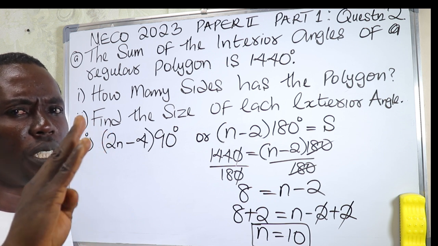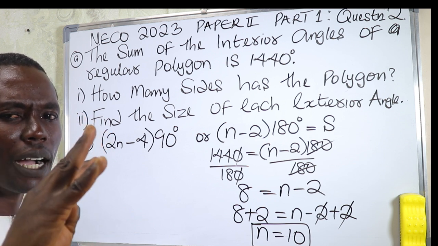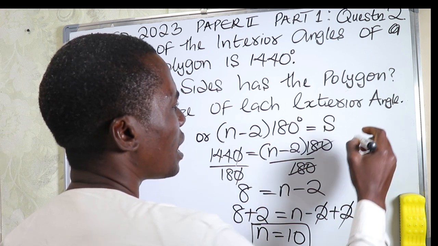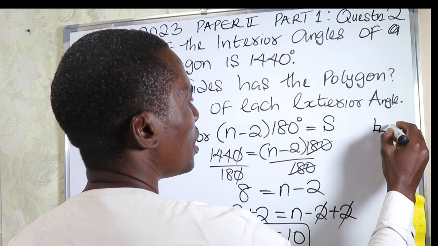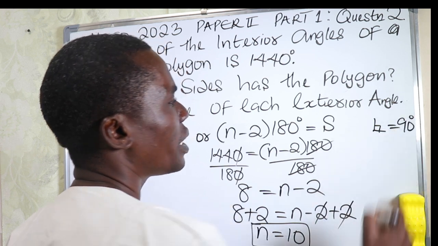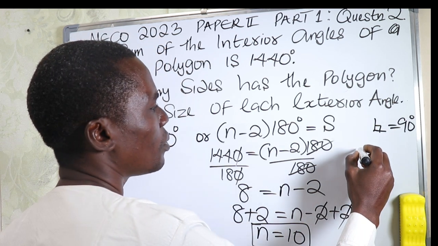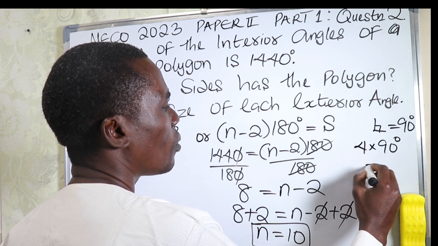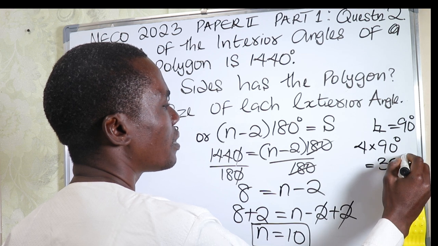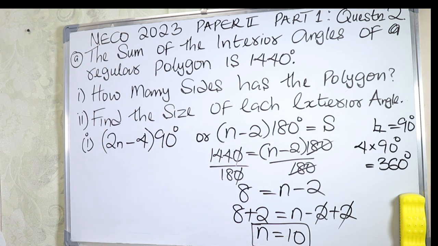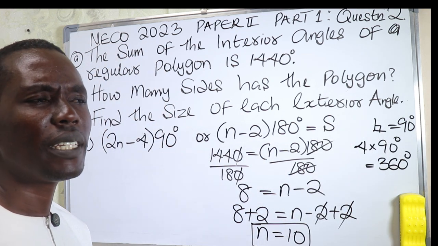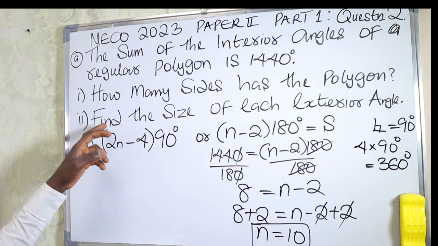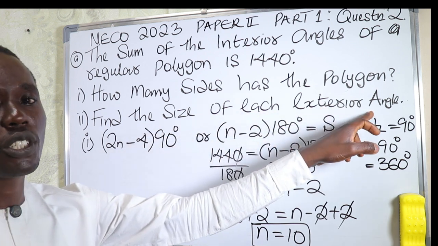The sum, take note of this, the sum of the exterior angles of a polygon is 4 right angles. And a right angle is equal to 90 degrees, right? If we have 4 right angles, 4 times 90 degrees is equal to 360 degrees. So the sum of the exterior angles of a regular polygon is 360. Then they say we should find the size of each exterior angle.